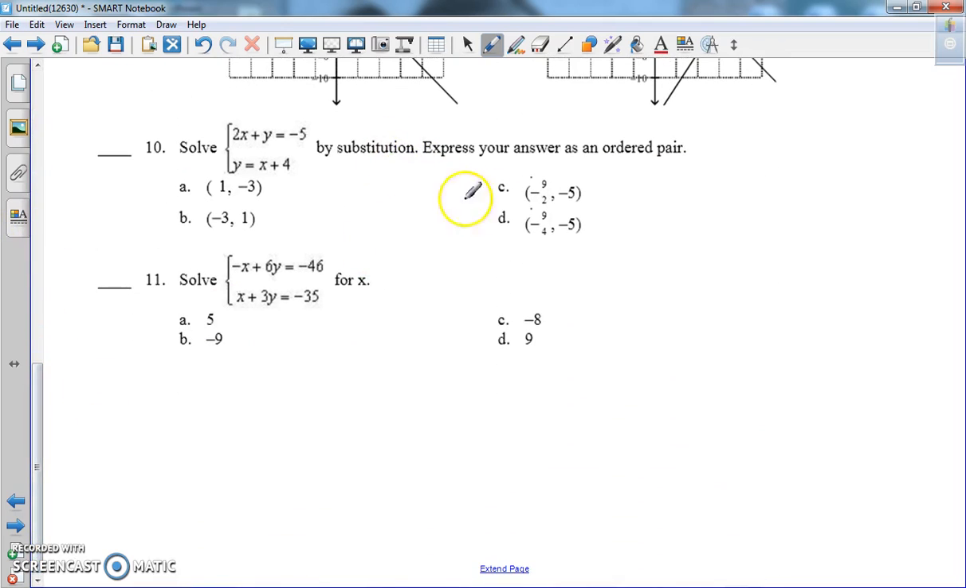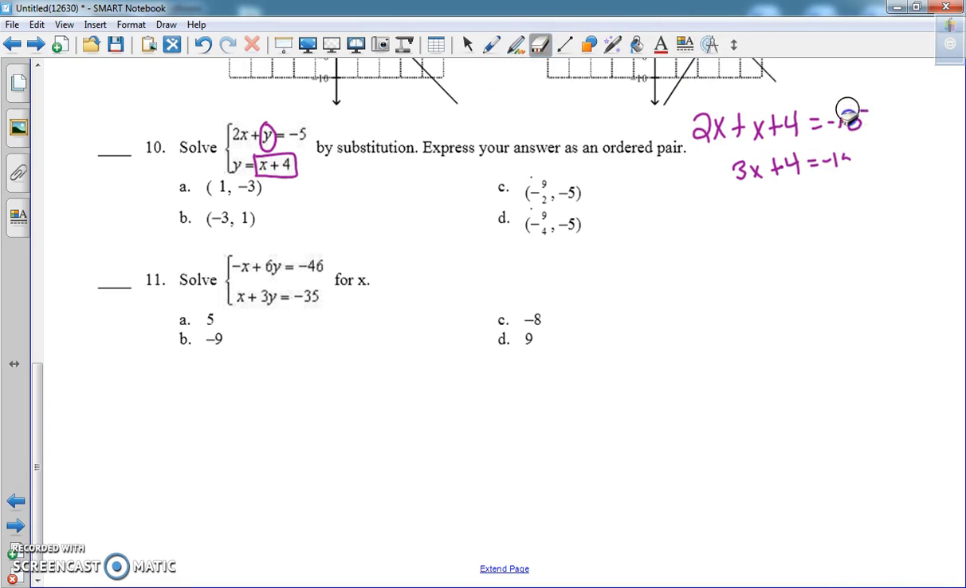Alright, solving by substitution. So I notice immediately that my y equals x plus 4, which means I can take this expression and plug it in for y up here. So then I'm going to end up with 2x plus that expression, x plus 4, and that's going to equal negative 5. So I'm going to combine my like terms, which will give me 3x plus 4 equals negative 15. Oh, I don't know why I wrote 15. It should be negative 5.